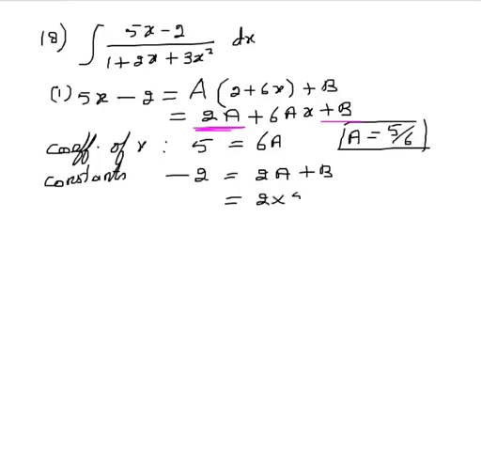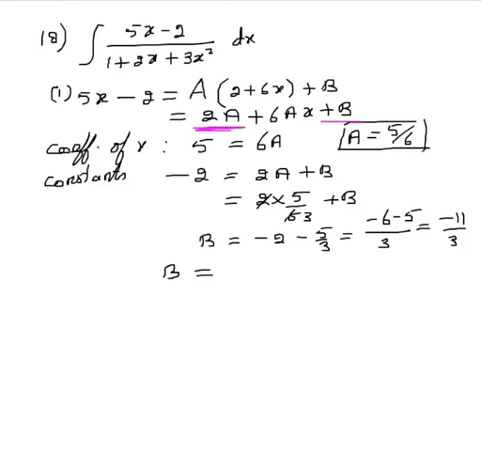A is 5 by 6, plus b. Therefore b is minus 2 minus 5 by 3. Take LCM, which is minus 11 divided by 3. So the b value is minus 11 by 3. So the first step is over.